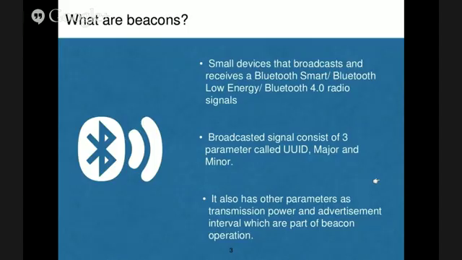I consider most of you must know about Bluetooth Low Energy, so you know a bit of context about the beacons. Beacons are basically small devices that broadcast and receive a Bluetooth Smart, Bluetooth Low Energy, or Bluetooth 4.0 radio signal. The reason I've kept all the names together is that a lot of people know beacons or Bluetooth Low Energy by different names.